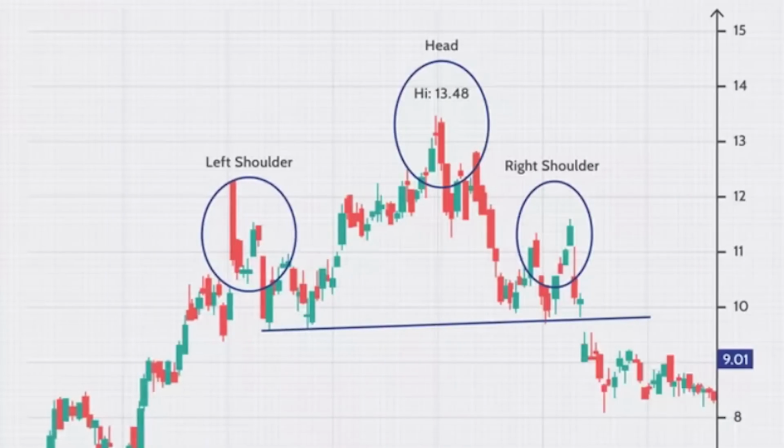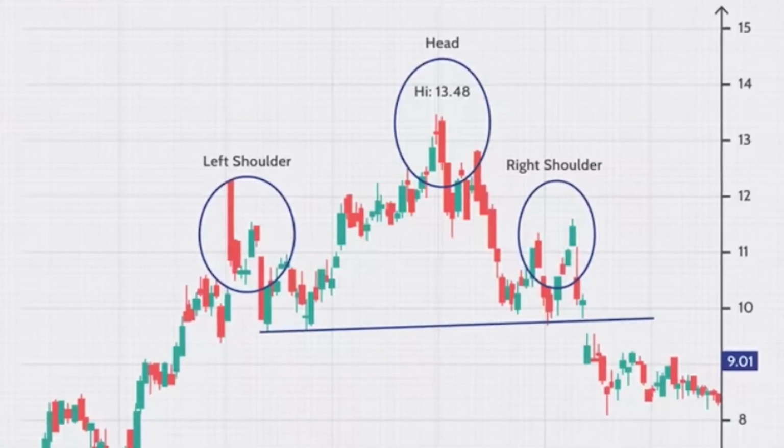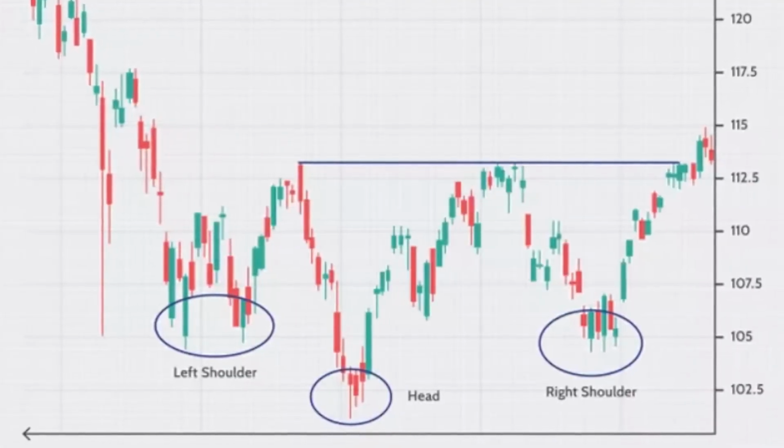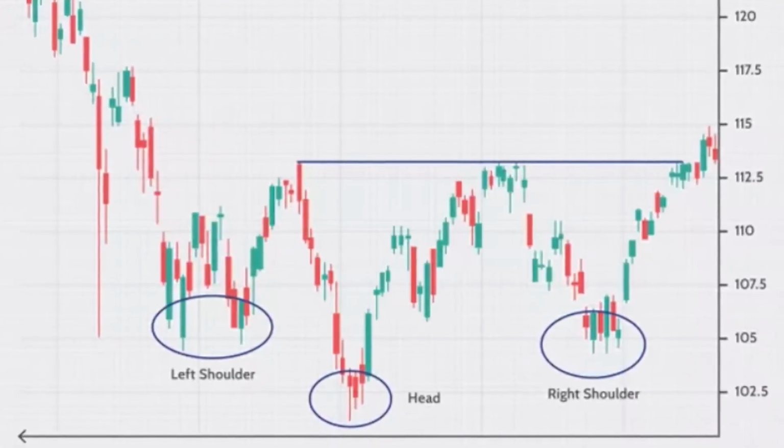breakout in price. A head and shoulders trend following an increase in price may indicate the price will decrease. A reverse head and shoulders trend following a decrease in price may indicate that the price will increase.